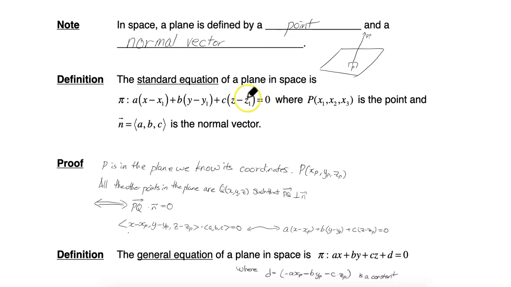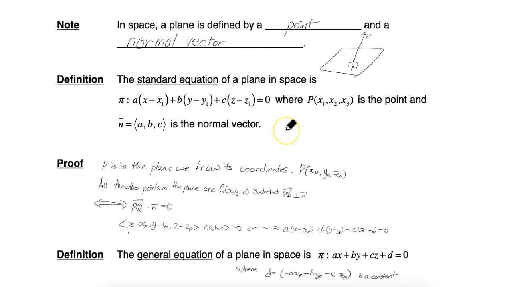So how come this works? And it's going to be incredibly important and useful to keep in mind that when you have the equation of a plane, you can immediately read the normal vector. It's a, b, c. It's the factors of x, y, and z. So how come that works?